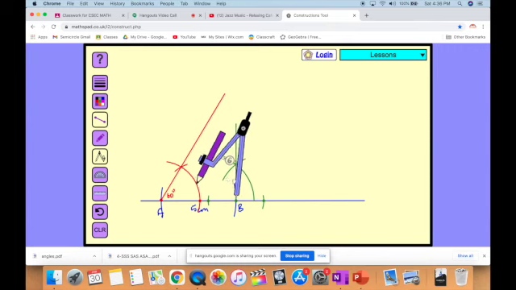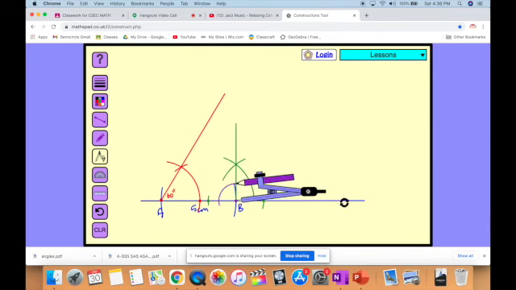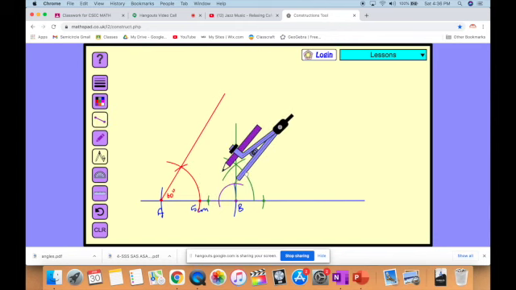So I'm going to open it to any length. Let's open it to about here. Right? Lock it. And I'm going to cut straight across the two of them like that. Right? And with the same opening, come from this here and cut across like that. And then with the same opening, come from this side here and cut across like that. And now I have that point there from B.